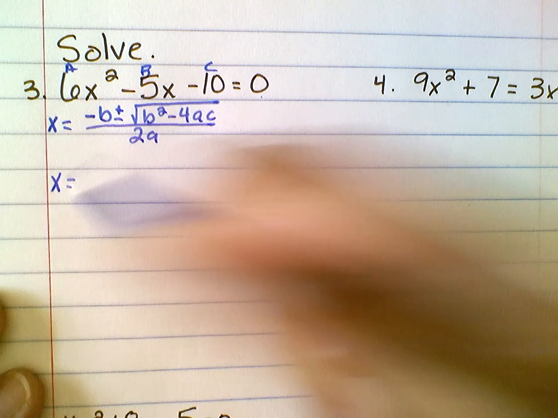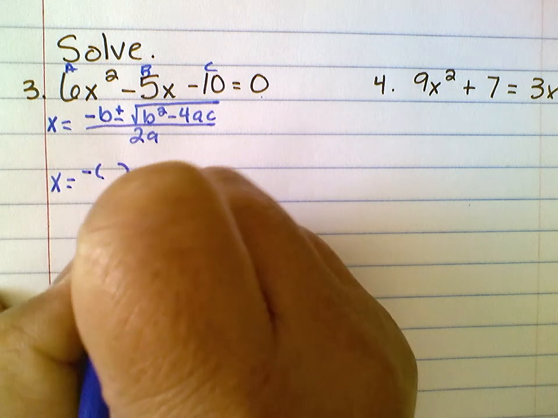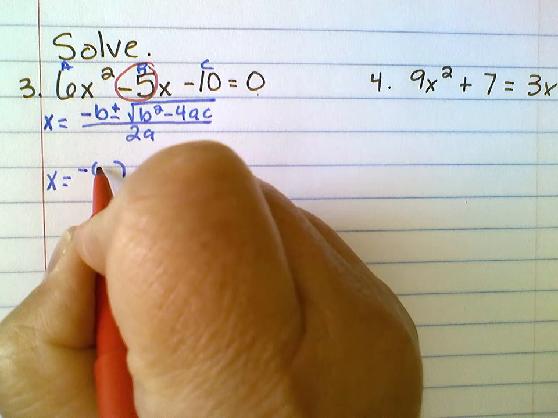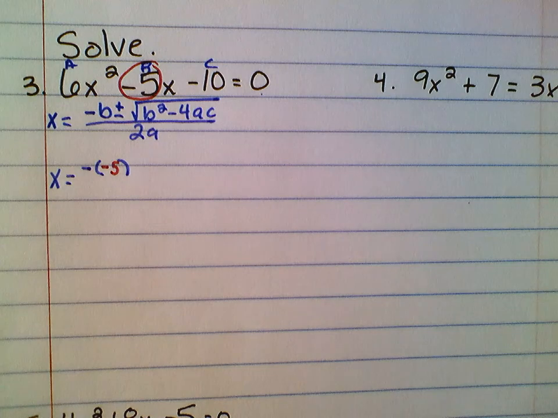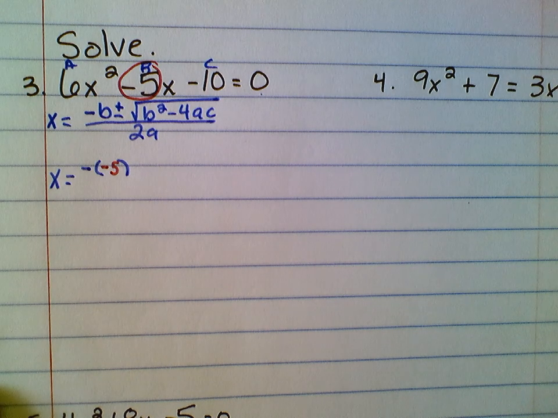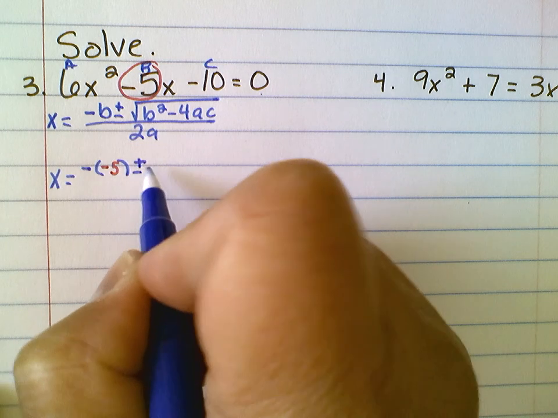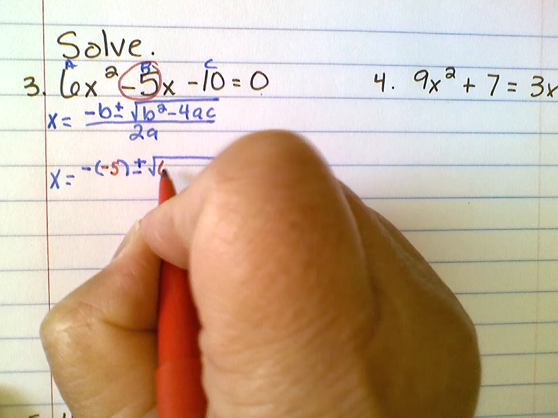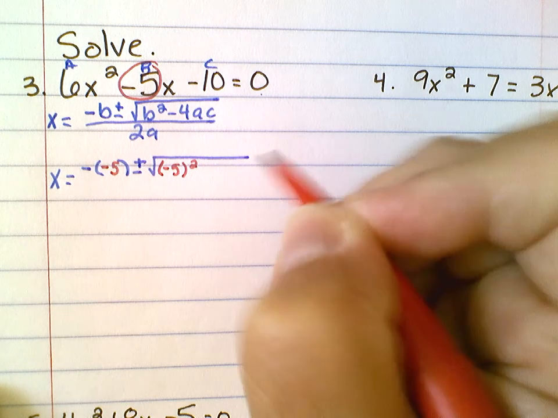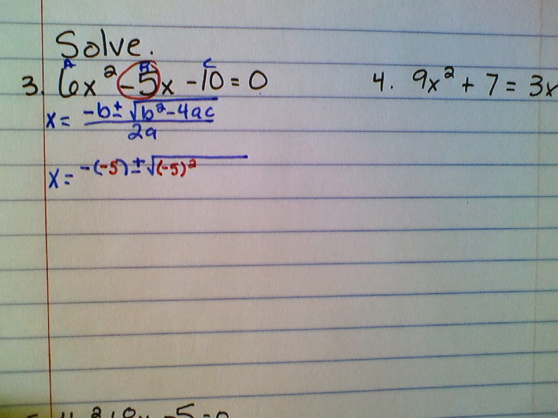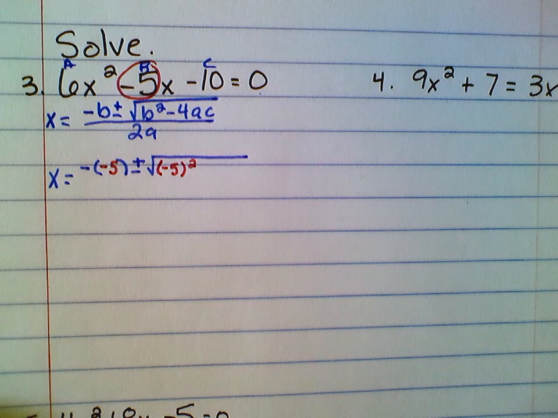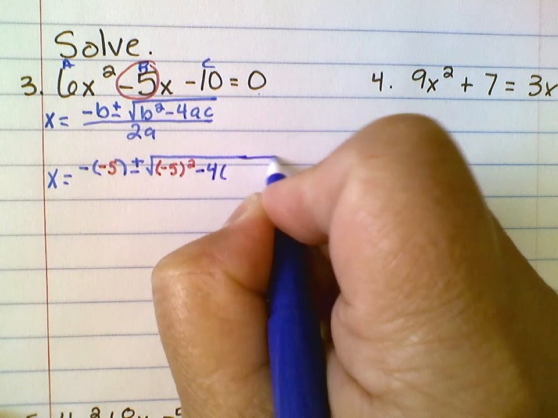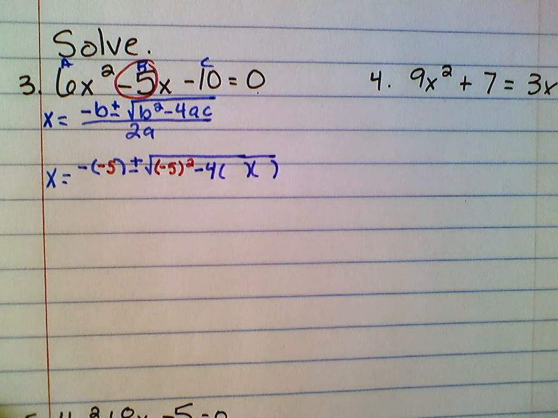So I'm going to plug in. So negative b is negative 5. So be careful. Make sure you have both of those negatives. Plus or minus the square root of b squared. Make sure that it is in parentheses because we want to make sure we square the negative 5, not just the 5. Minus 4 times a times c.